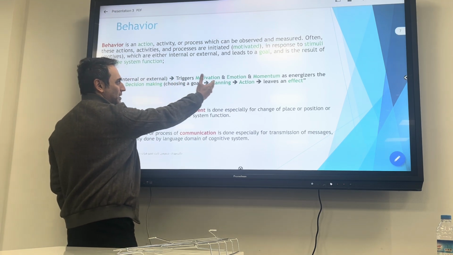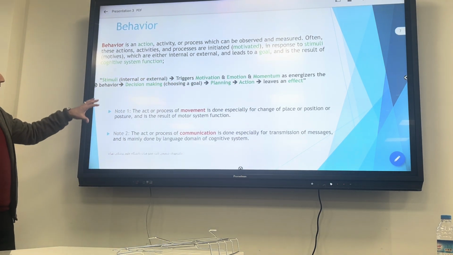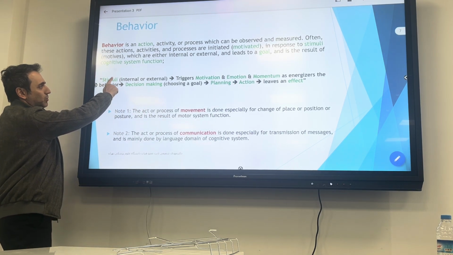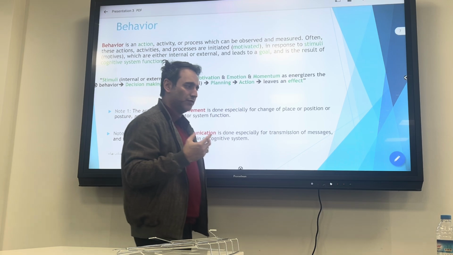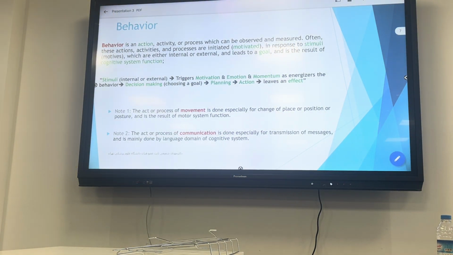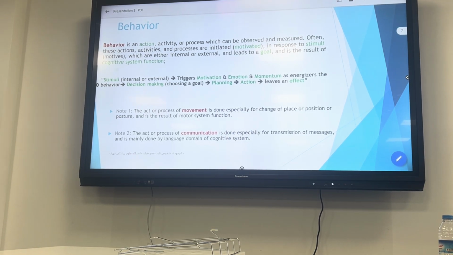So what is performance? See again here, any behavior you see, any action you see, starts from a stimuli. And as you mentioned, we have two types of stimuli. Internal stimuli, external stimuli. External stimuli are senses. Vision, hearing, smelling, tasting, and touching. You collect information, and this information acts as a stimuli for action.